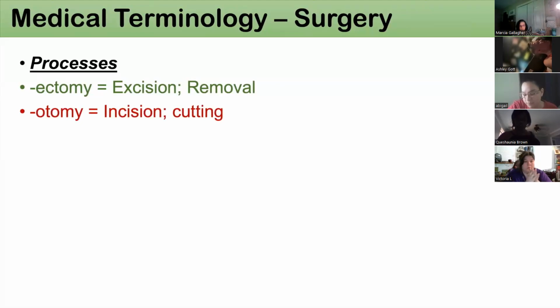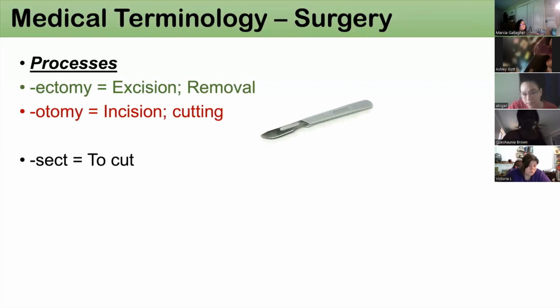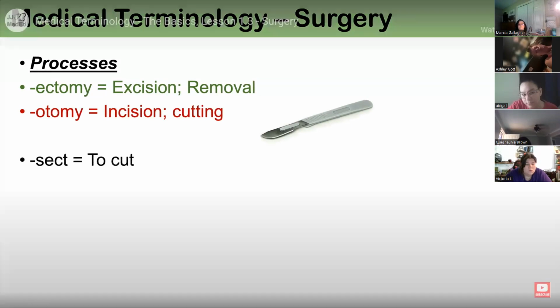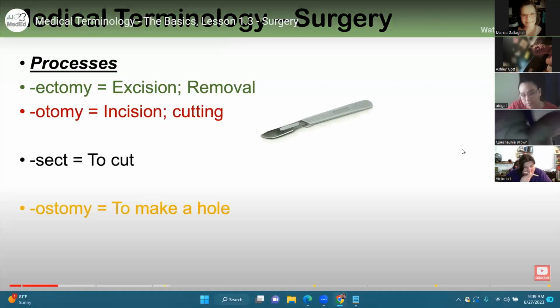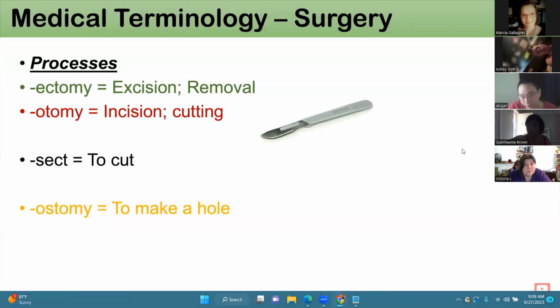Another suffix, otomy, means incision or cutting. So you can think of tracheotomy for this word. The next one is the suffix sect. So this means to cut. So you can think of dissect. Another suffix that we use often is ostomy. So ostomy really means to make a hole. So you can think of ileostomy, to make a hole in the ileum.